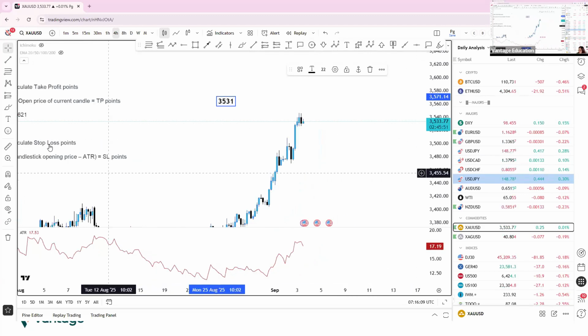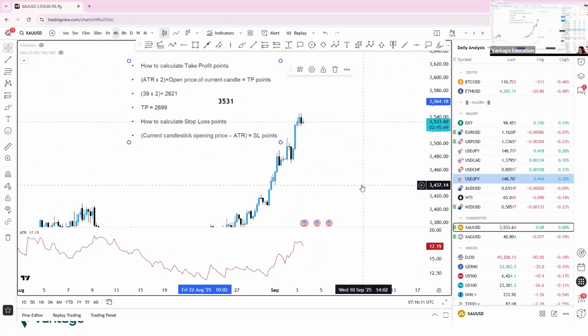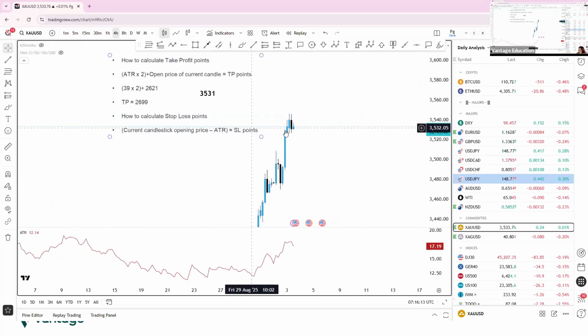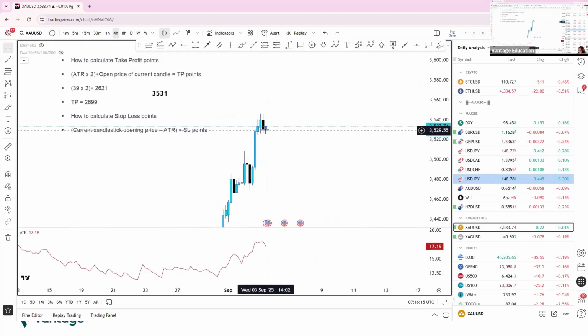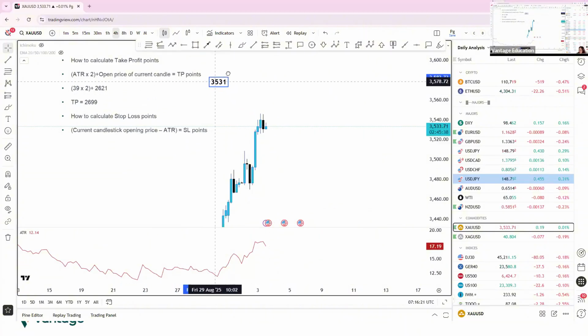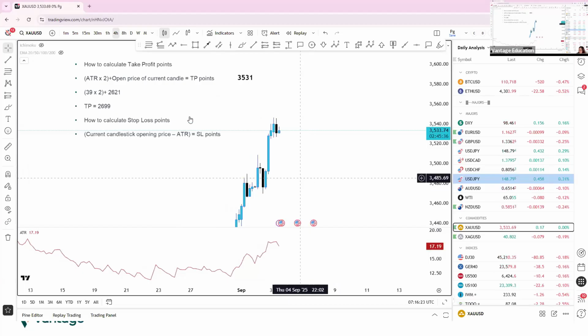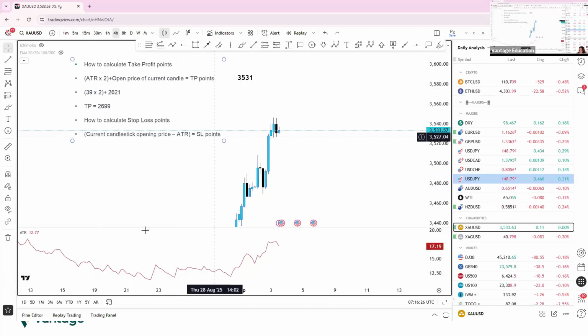You can see the H4 here. The opening is at this level, let's just say 3531, plus or minus a few points. And then you use the ATR. Just now the ATR was, rounded up, 18.